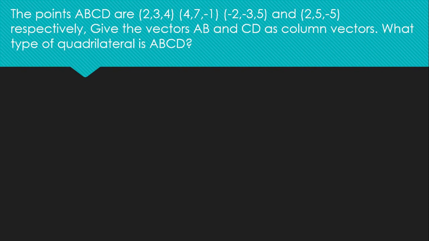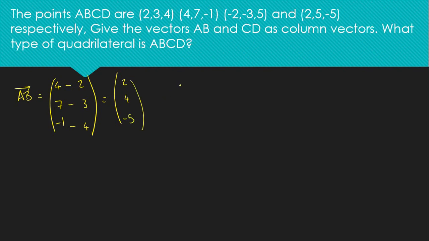So the points A, B, C and D are these things respectively. Give the vectors AB and CD as column vectors. What type of quadrilateral is ABCD? So the first part of it is give the vectors AB and CD. So AB will equal the parts of B take away the parts of A. So this is going to be 4, 7 and -1, take away each of 2, 3 and 4, which will come out as 2, 4 and -5.